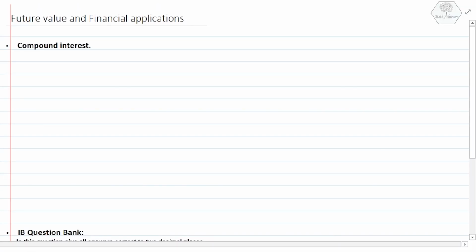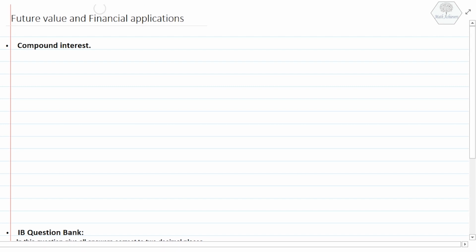Hi, our lesson now is about the future value and financial applications. Let's start talking about compound interest. In compound interest, if you deposit a certain amount in a bank and you want to know what the value is after 10 years, if you are taking compound interest on this amount, then this is the right formula that we will be using.